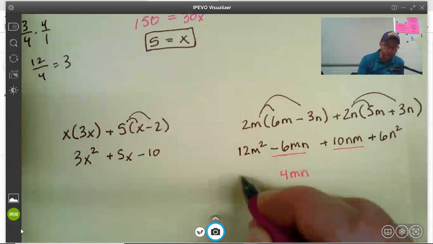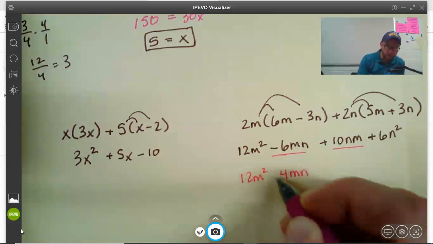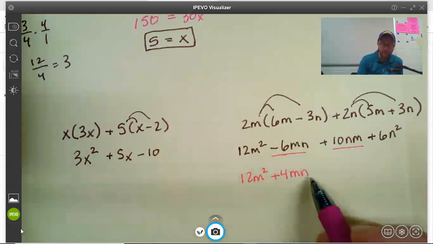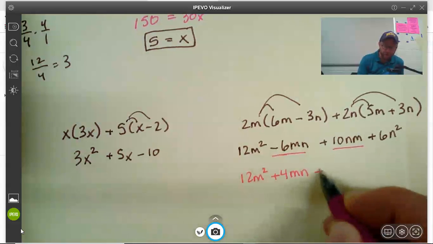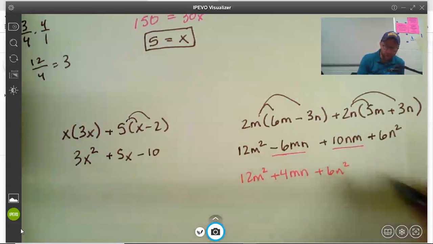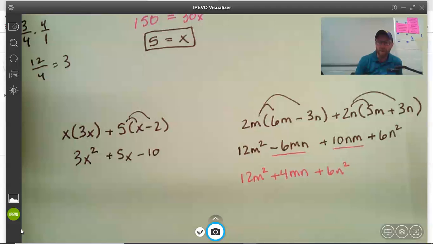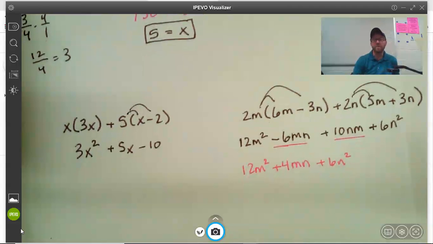And see, here we have 12m squared. That's a positive 4mn. And we have 6n squared over here. And now there's nothing more we can combine. We don't have any terms that have the same combination of the same number of variables in them anymore. So no more simplifying to do here.